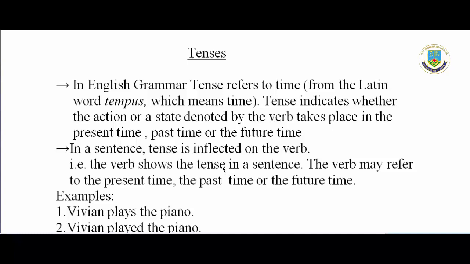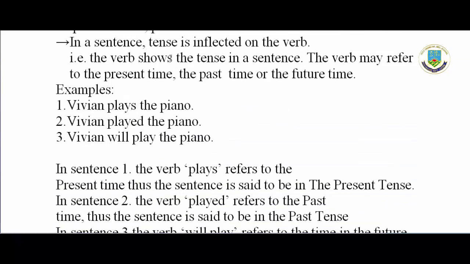In a sentence you will have the subject, a noun, verb, object, noun, then you will have the preposition, you can have the adjective, you can have the adverb, but none of the parts of speech except the verb will show you tense. It is a verb that reflects the tense in a sentence. The verb may refer to the present time, the past time, or the future time. We will see with the following examples.